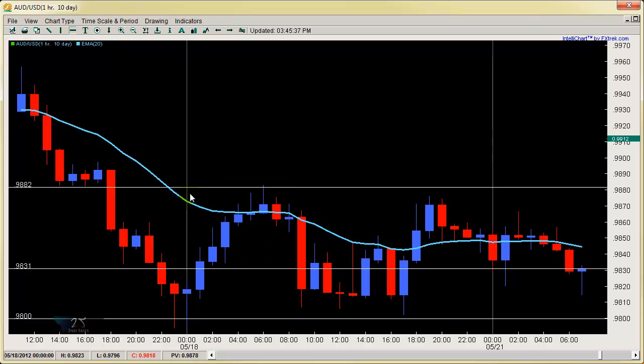It gives me about a 50 pip target and a 30 pip stop, almost a 2-to-1. If I want to, I can go for something a little bit higher, but this feels like, okay, this is where I probably want to be taking profit at this point.